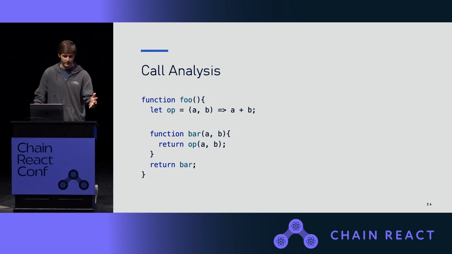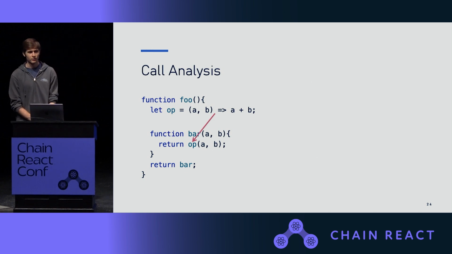So the key to making inlining possible is that the compiler can determine which function is being called at any particular point. This is important because you need to know what you're calling in order to get its contents and put them in the place of the call. So here we have a very simple example. We have a function foo, which has a local variable op that's being assigned to some function. And then that value is being captured by the function bar, which calls op. In this case, the compiler is able to determine that op is only ever assigned to that single function. So inlining is possible here because the compiler can identify the target of the call to op.